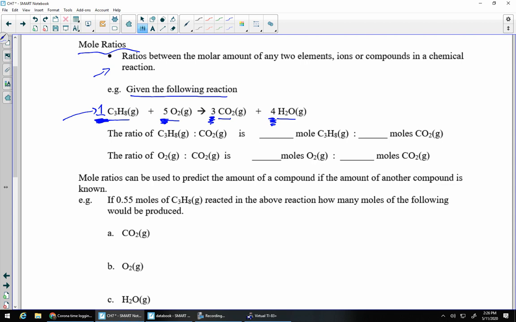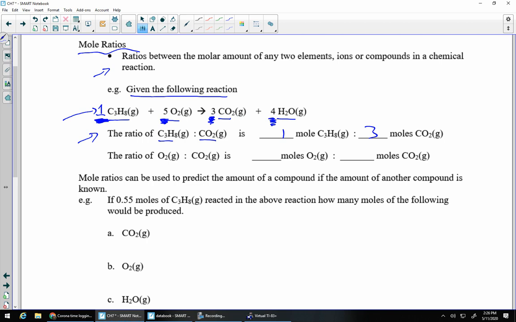Now we could talk about individual compounds, or we could extend that to the number of moles, and that's typically what we do for stoichiometry. So 1 mole of propane reacts with 5 moles of oxygen. Let's check out the ratios real quick. The ratio of propane to carbon dioxide is 1 propane for every 3 carbon dioxide, so that's a 1 to 3 mole ratio.